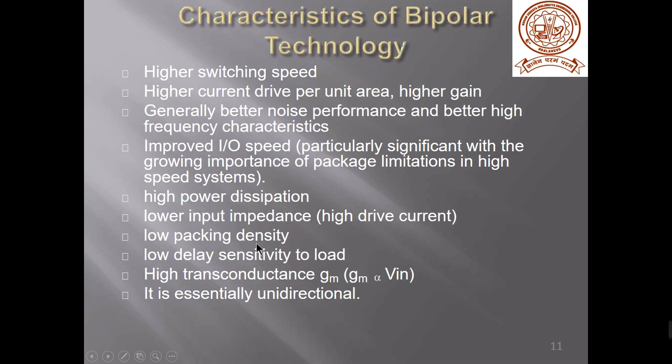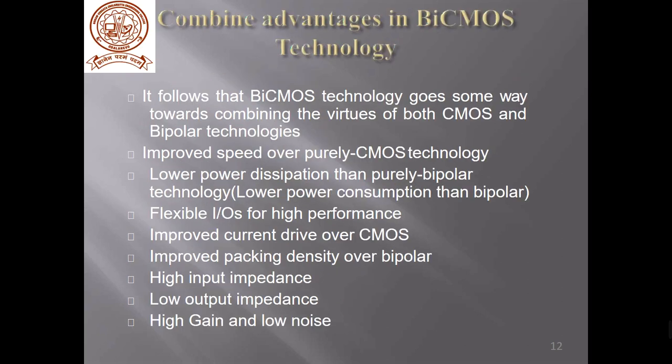That means fewer transistors can be placed in it. It has low delay sensitivity to load and high transconductance, gm. It is essentially unidirectional, meaning you can use it in only one direction. The base terminal acts as a base only, the collector terminal acts as a collector only, and the emitter terminal acts as an emitter only. We are not able to interchange the terminals. But in CMOS, both the drain and source can be interchanged. That's why CMOS is called bidirectional and bipolar is called unidirectional.